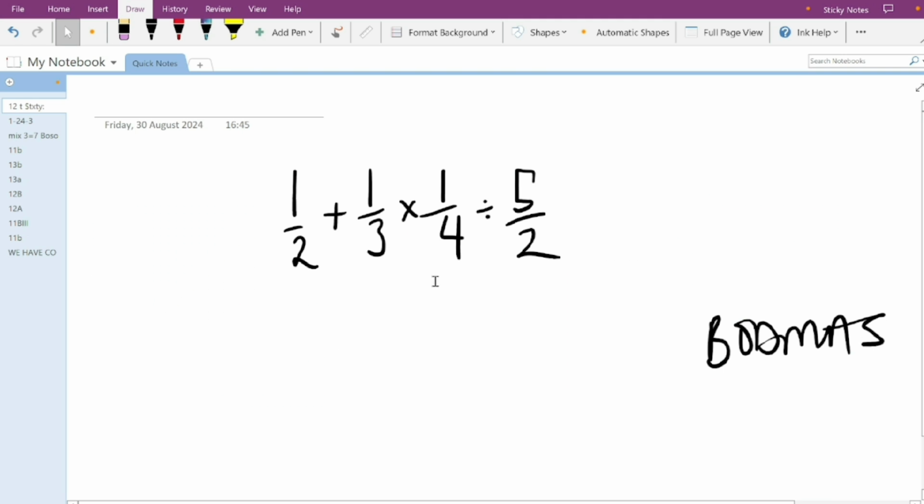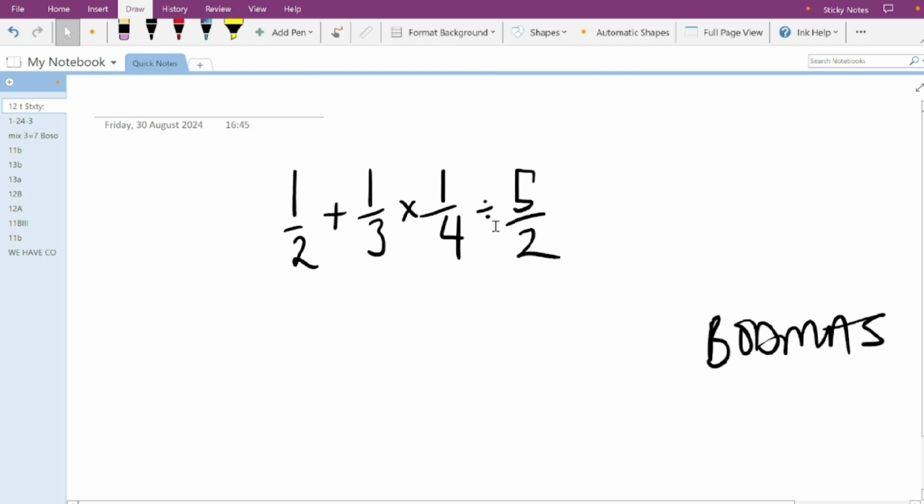What if we have this question? We have 1 over 2 plus 1 over 3 times 1 over 4 divided by 5 over 2. In this question, we have addition, we have multiplication, and we have division. Now we see that division comes before multiplication, which comes before addition. So we divide first before we multiply, then we add.